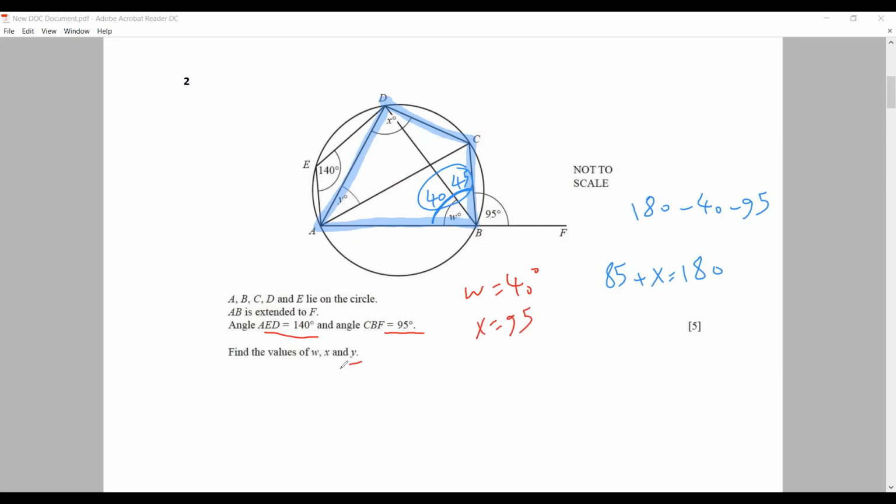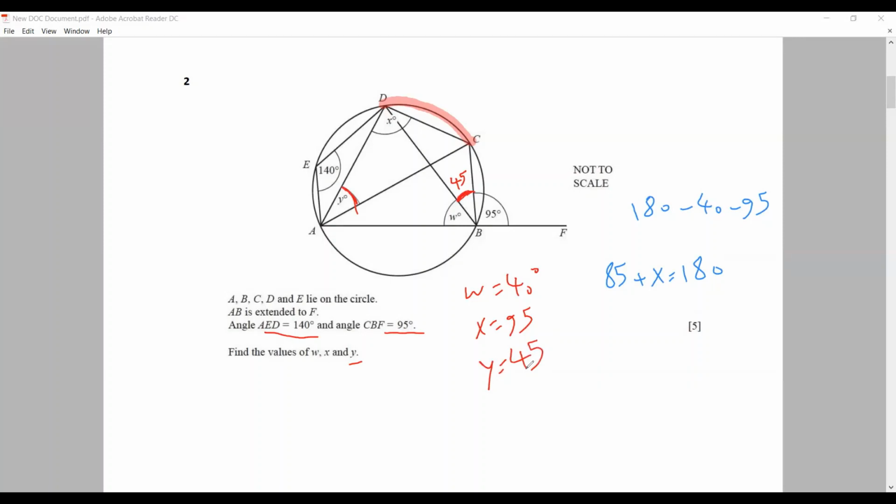How can I find Y? So let me erase everything to make it more clear. I found this portion, this was 45, W was 40. So look at this arc. This arc DC is subtended by Y as well as this angle. So according to angles in the same segment, Y should be equal to 45 as well. I hope you still remember the theorems. If not, please go and watch the previous video about circles. I have covered all the theorems you need to know for IGCSE, both core and extended curriculum.